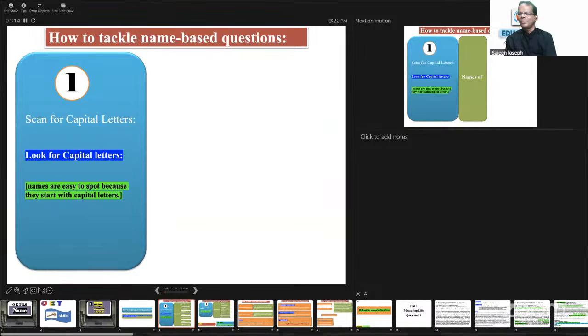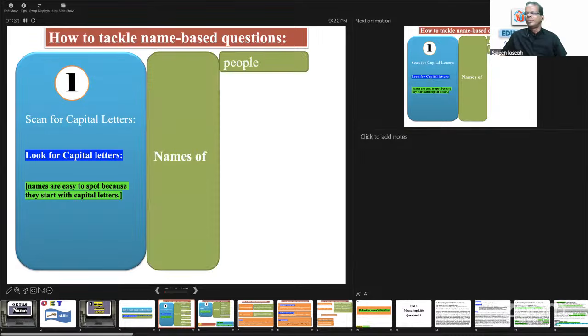Because all the names will start with capital letters, except the designations. Everything will, even if it is an abbreviation, appear with capital letters. Look for capital letters. Names are easy to spot because they start with capital letters. Okay? Names of people means individuals, as you saw, Dr.